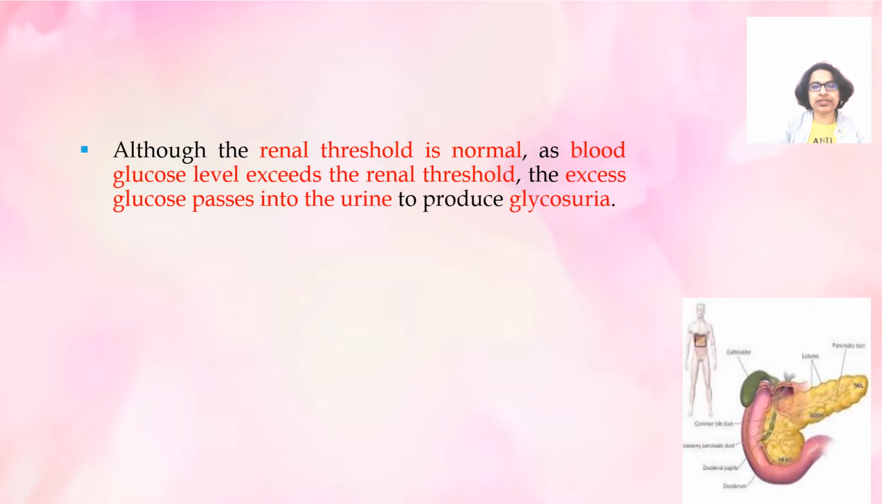Although the renal threshold is normal, as the blood glucose level exceeds the renal threshold, the excess glucose passes into the urine to produce glycosuria. So what is the concept here? Although the renal threshold may be normal, when the blood glucose level exceeds it, the excess glucose passes into the urine to produce glycosuria.